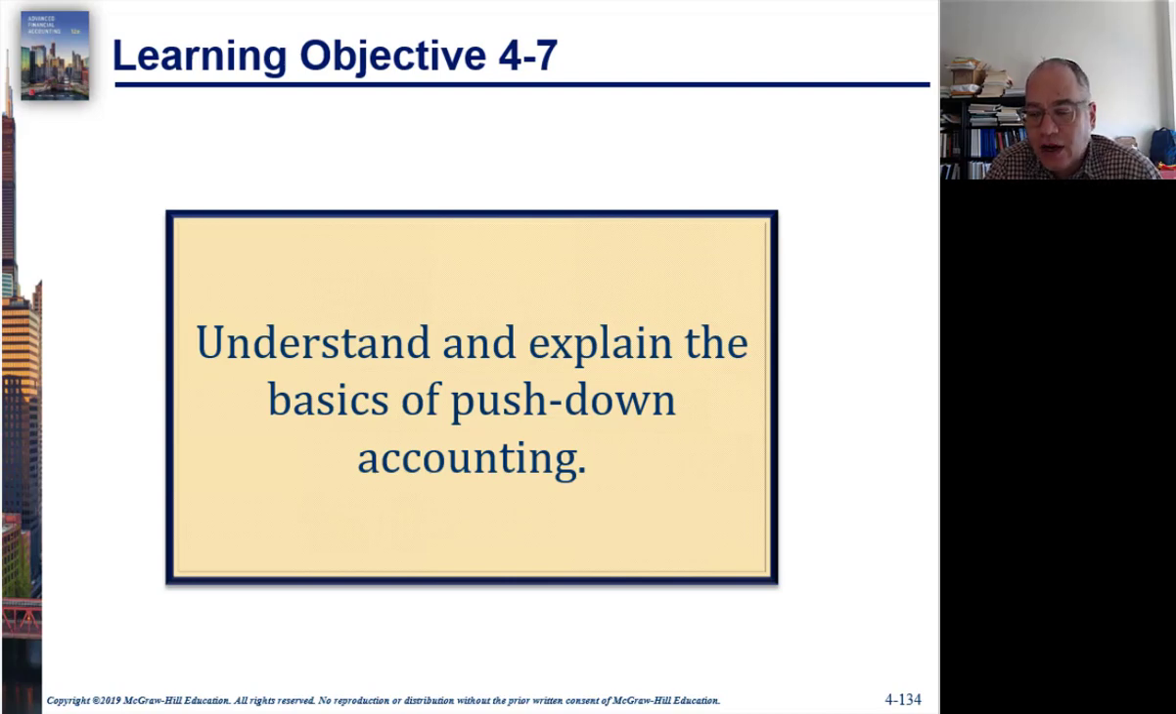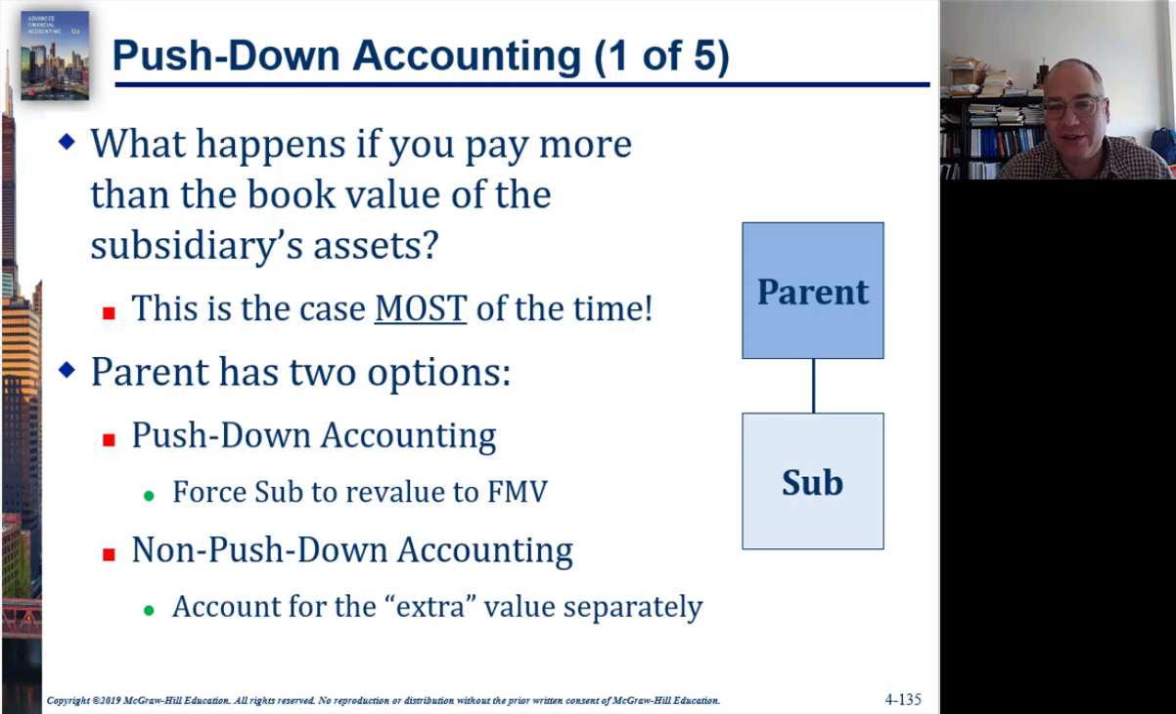The last thing that I'd like to talk about now is learning objective 4-7, understand and explain the basics of push-down accounting. And when you see push-down accounting, you're like, wow, companies should always do that. But companies don't always do that, and there are reasons for it. What happens when you have a differential?